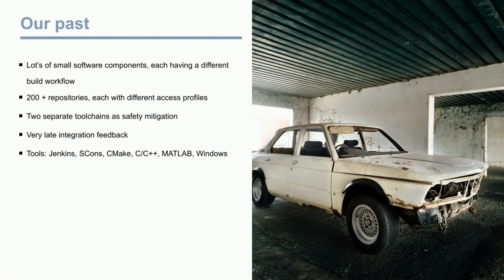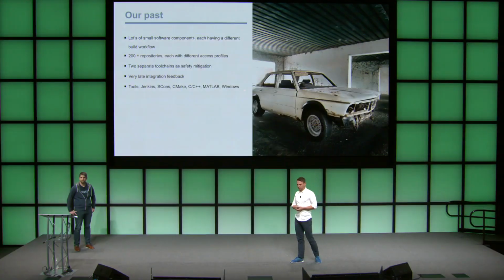Also, the feedback was very delayed, so it took a lot of time for the developers to know if they introduced a new bug or not. Tool-wise, at that time, we mostly used MATLAB and C. The developers used Windows as their host system, so for their development machine. Build tools were CMake and SCons, and for the CI, we set up a Jenkins.